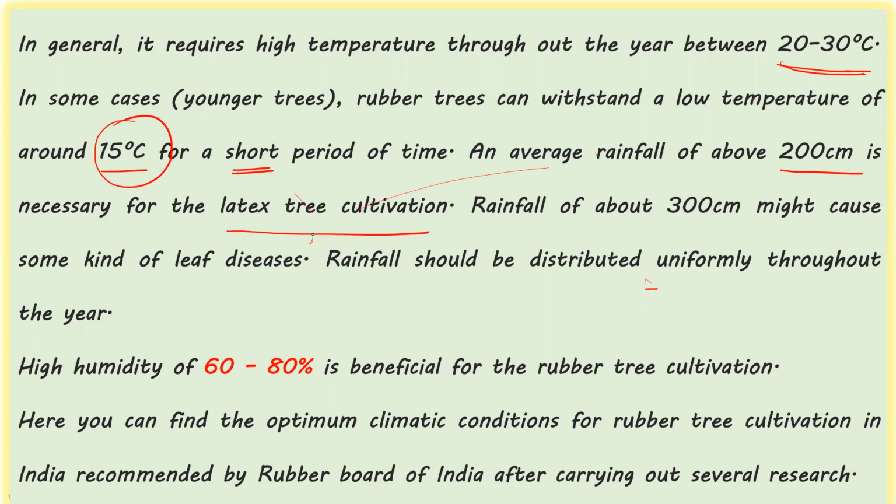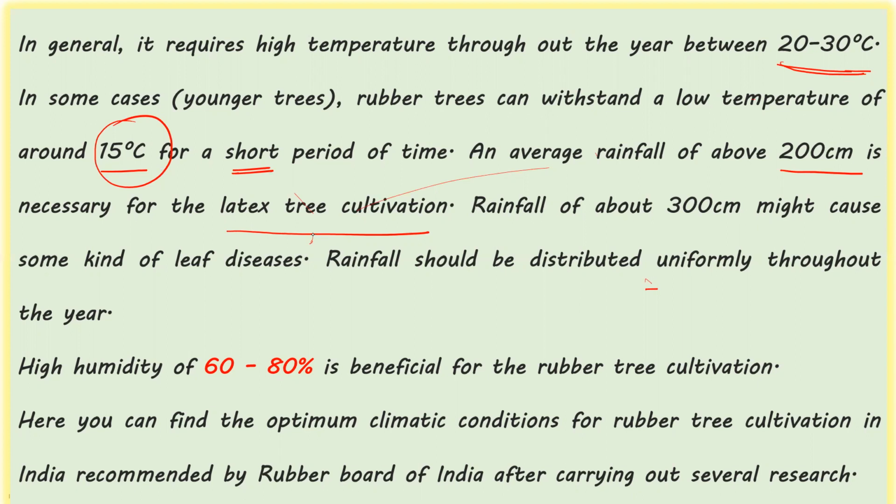It's not like only the first 2 months of the year there will be terrible, flooding rainfall, and then for the rest 10 months it is drought. This is not at all good for rubber cultivation. Rainfall should be distributed uniformly throughout the year. That means what? Some amount of rainfall should be there every month. Okay. High humidity of 60 to 80% is beneficial for rubber tree cultivation. So moisture or humidity is very, very important for rubber cultivation.